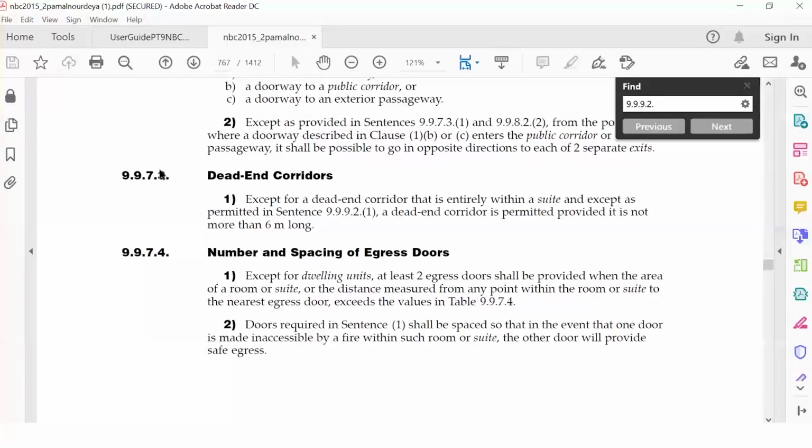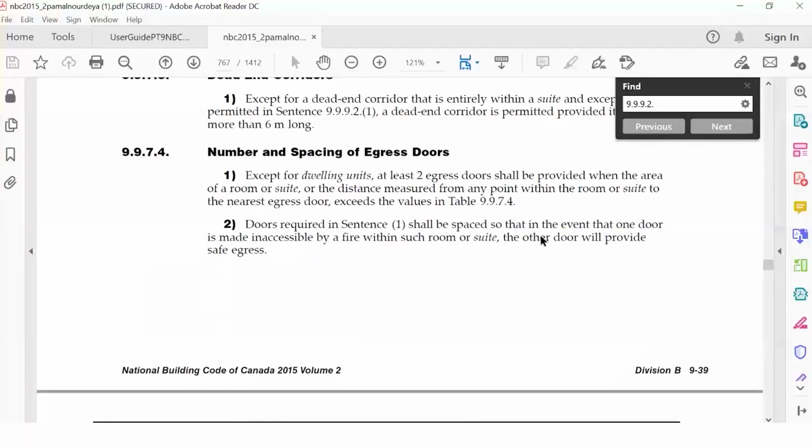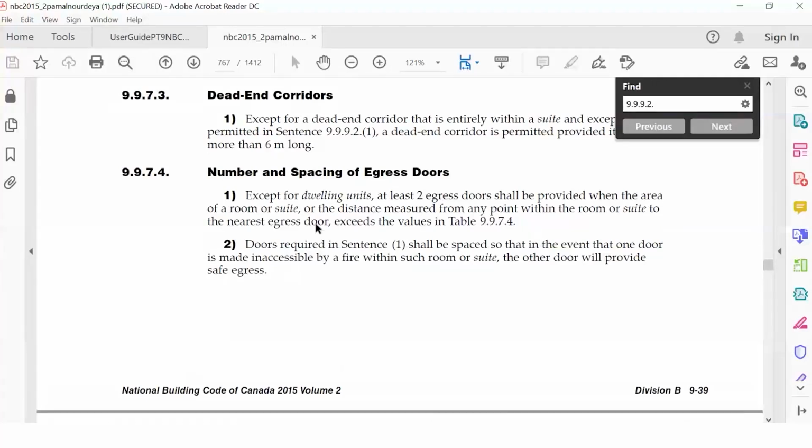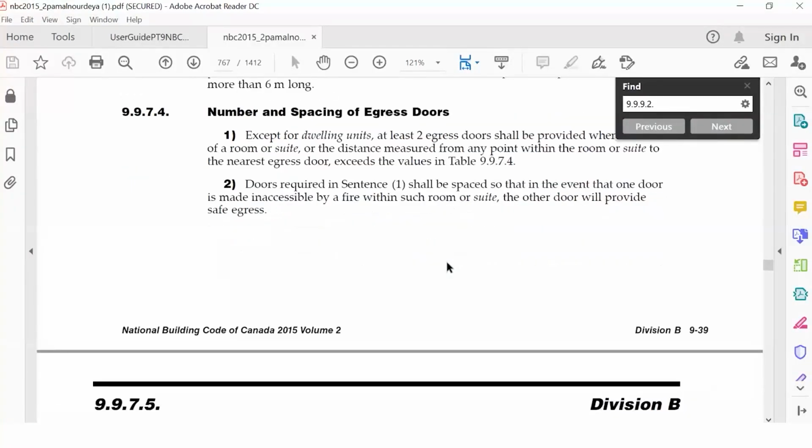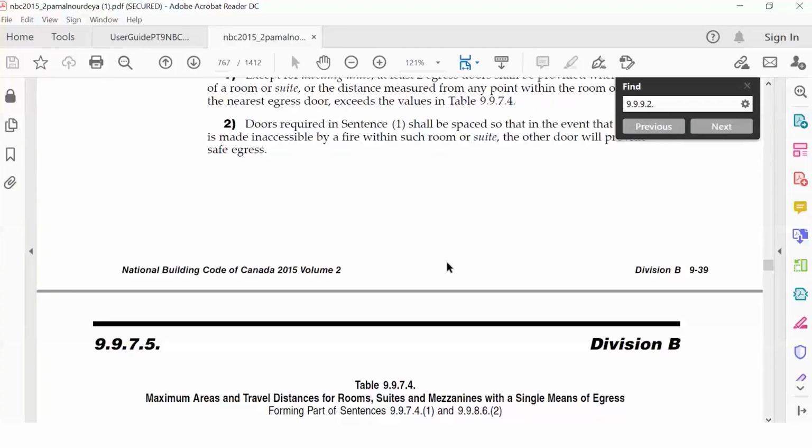Now, number and spacing of egress doors, and this is egress doors from spaces and rooms. Except for dwelling units, at least 2 egress doors shall be provided when the area of a room or suite, or the distance measured from any point within the room or suite to the nearest egress door, exceeds the values in Table 9.9.7.4. So we need at least 2 egress doors except for dwelling units, and they shall be spaced so that if one door is made inaccessible by fire, the other door will provide safe egress. So let's take a look at 9.9.7.4.